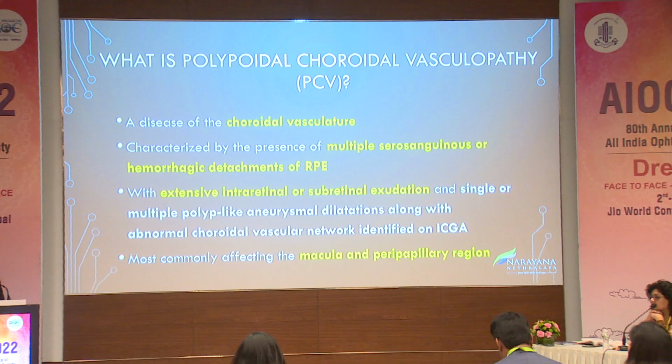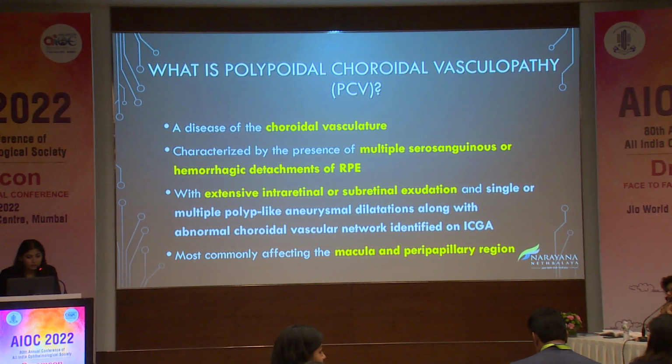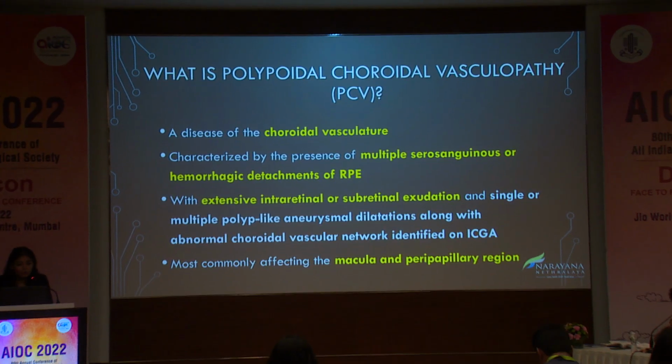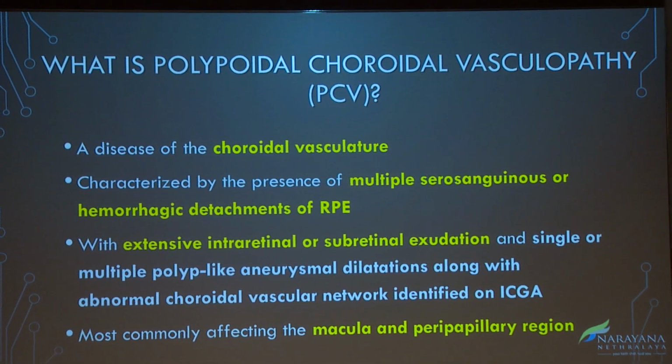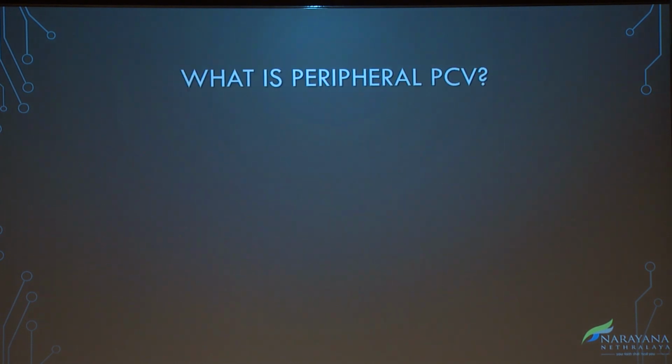Now, what exactly is polypoidal choroidal vasculopathy, or PCV? It is a disease of the choroidal vasculature which is characterized by the presence of multiple serosanguinous or hemorrhagic detachments of the RPE with extensive intraretinal or subretinal exudation, most commonly seen at the macula and peripapillary region.